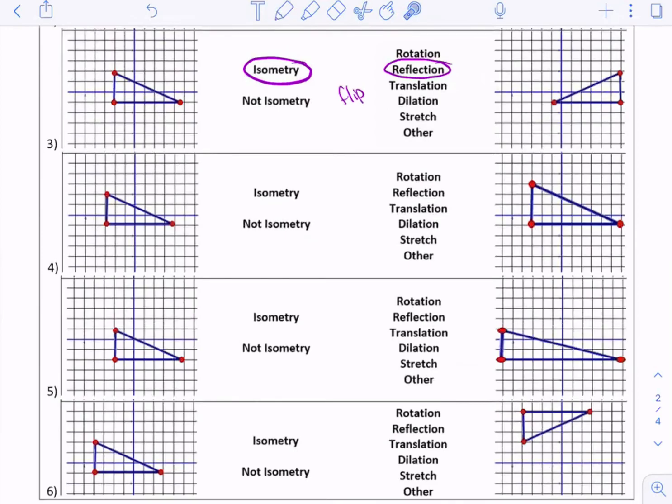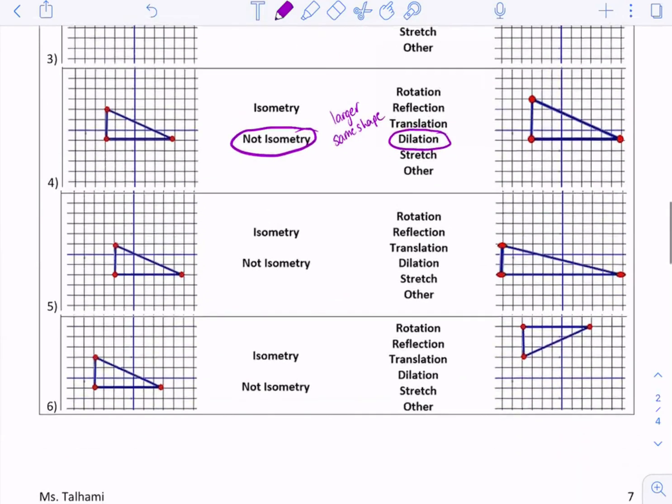Now automatically for number 3, I could tell that the shape and size, it got a lot bigger. So this is not an isometry. Now, is the shape still the same? So it's larger and the same shape. So since it's the same shape, it didn't stretch, that means this one's just a dilation, or it got larger. Then look at number 5. If I look at number 5, it also got larger, but it's a different shape. So for this one, it's still not an isometry because it's larger, but it looks like it got stretched this way.